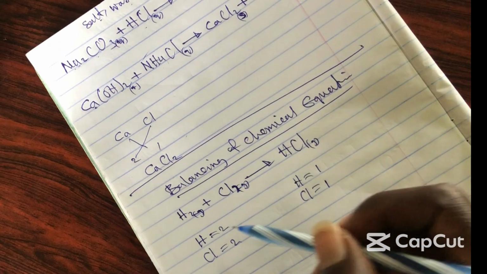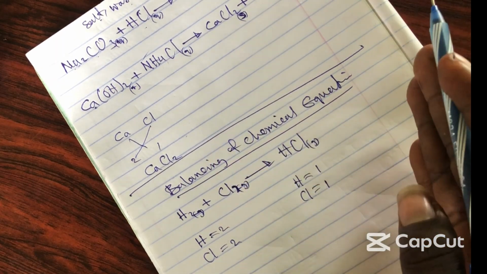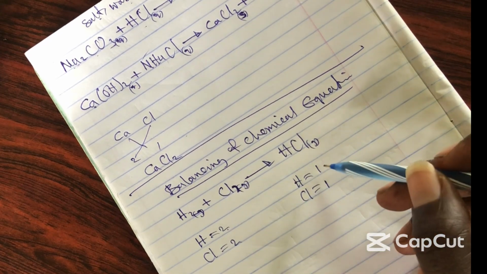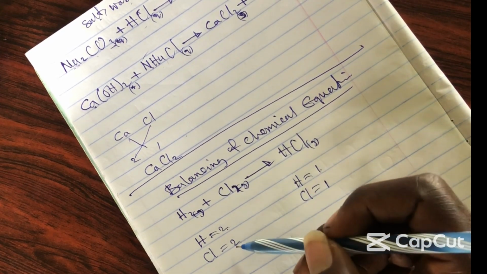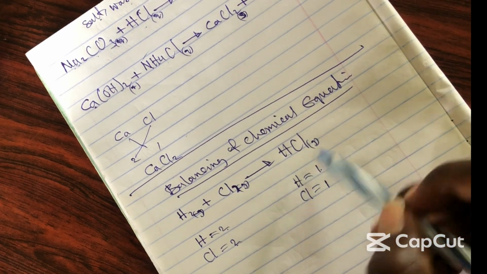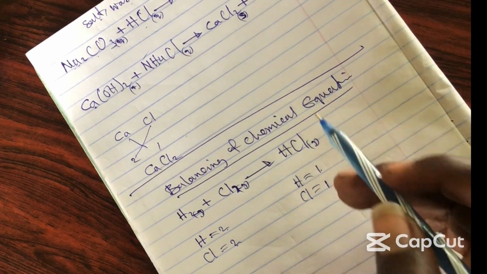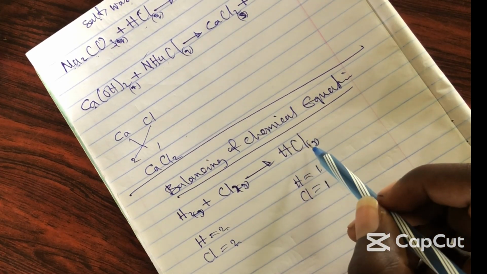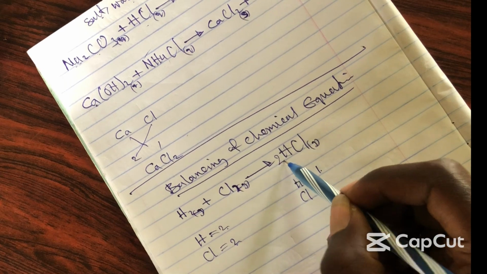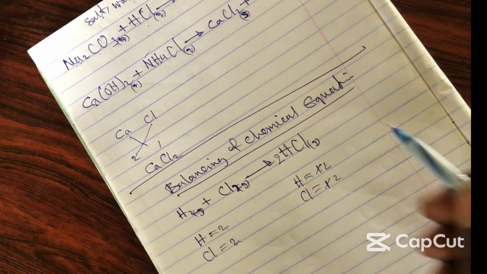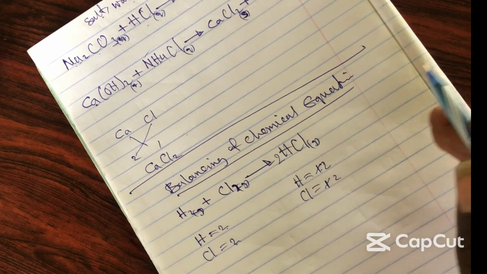Now we want to make this balanced. So for something to be balanced, it means it has to be equal. The number of hydrogen here should be equal to the number of hydrogen here. The number of chlorine here should be equal to the number of chlorine here. Now we need to balance this. In balancing, the number to be added should come before the element or the compound. So if we add here 2, it affects our hydrogen and affects our chlorine, which means now they are all equal, it's balanced.